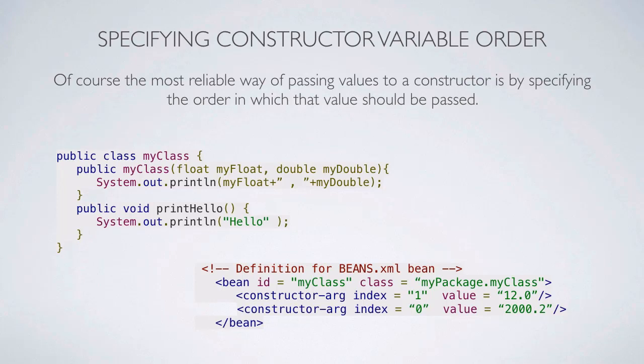So we have a float, my float, and a double, my double. Then we have two constructors here. So we have 12.0 and then 2000.2. In this case, since the index is 1, 12.2 will be assigned to double, and then since the index of 2000.2 is 0, it'll be assigned to the very first constructor argument, in this case my float. And so my float will be printed first. So we'll take a look at exactly how that works.